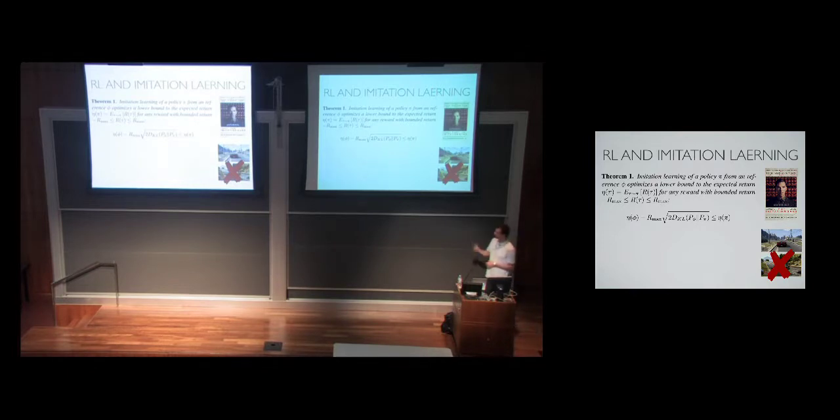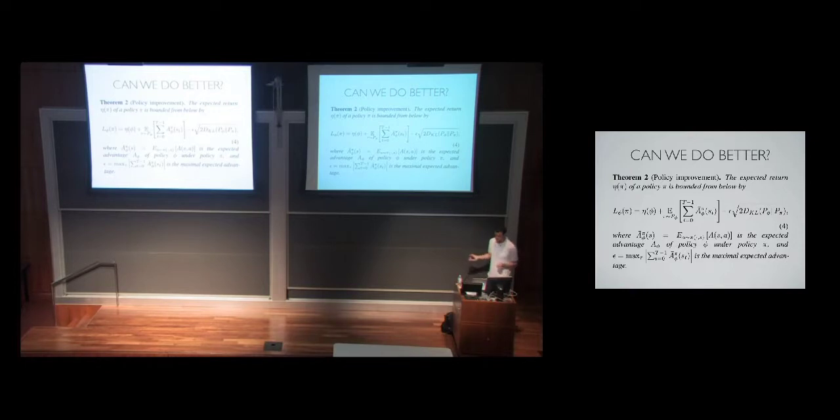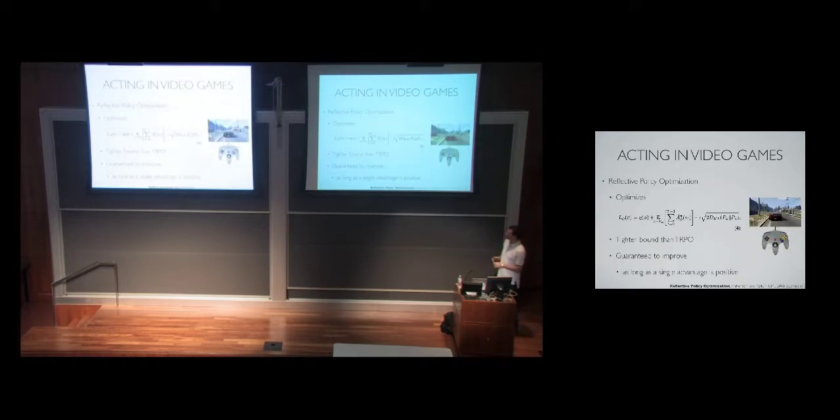But this objective by itself doesn't really give you a way to improve upon your current policy. So if you make this lower bound slightly more complicated by introducing an advantage function, you can get a lower bound that gives you a clear way of improving upon your previous policy. So now you can actually do better than the policy you're trying to imitate, or better than a policy that you're currently trying to optimize. This gives you a way to continuously increase the performance of your policy. And that's what we do in reflective policy optimization. We just optimize this lower bound.